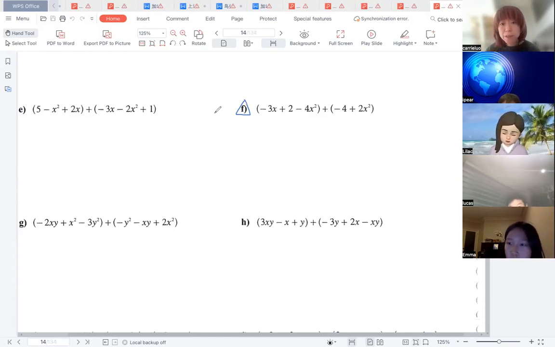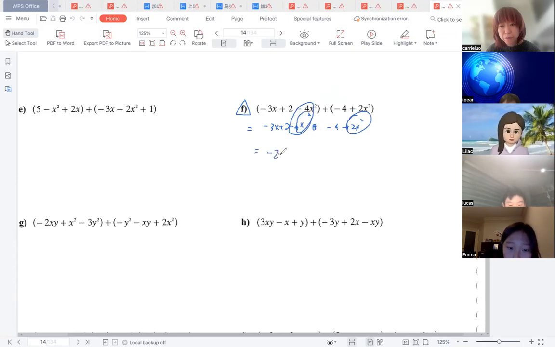Okay, so I'm going to quickly write it out to give you 1 minute. So negative 3x plus 2 minus 4x squared, because there's nothing in front of it, and because it's a positive in front, I don't change anything: negative 4 plus 2x squared. Anything with x squared, I put together: negative 2x squared. And 2 minus 4 equals negative 2, minus 3x. So that's it. But you're putting them into descending order, so negative 2x squared minus 3x minus 2.